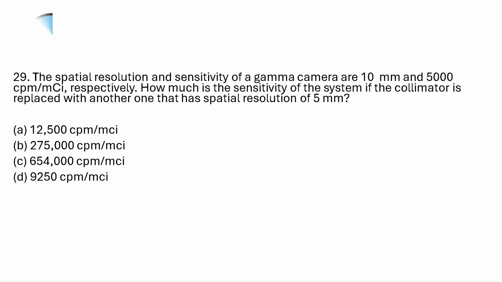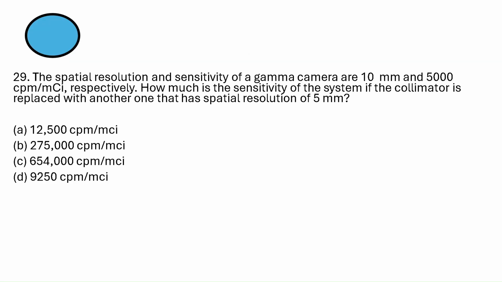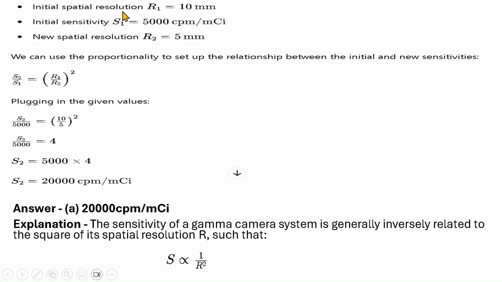So this is a numerical in which sensitivity and spatial resolution are given for a gamma camera, and it is replaced by another system which has a spatial resolution of 5 mm, and you have to calculate the sensitivity. So we can write the initial resolution R1 as 10 mm, initial sensitivity S1 as 5000, and new spatial resolution R2 as 5 mm, and S2 we have to calculate. We know the relationship between sensitivity and spatial resolution: sensitivity is inversely related to the square of the spatial resolution.